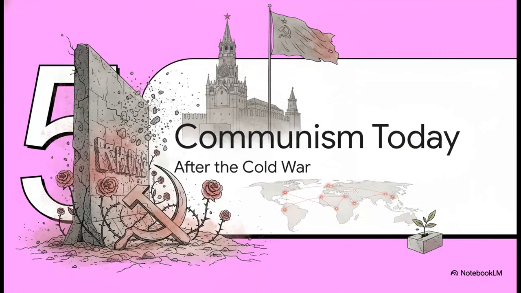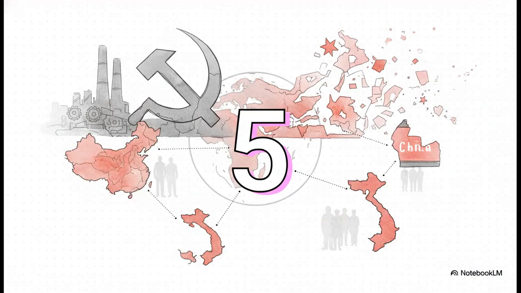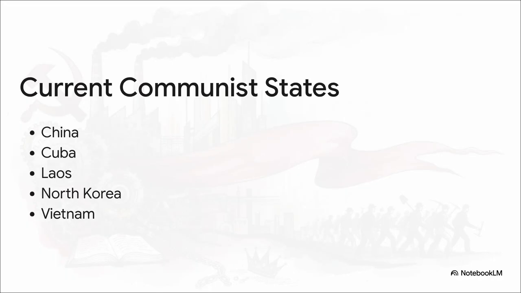After the fall of the Berlin Wall, it really seemed like this whole chapter of history was closing for good. But that brings us to today. Where does communism actually stand in the world right now? Well, the answer is 5. Today, just 5 states are officially governed by a ruling communist party. That is a massive shift from the peak of the 20th century. And here they are, China, Cuba, Laos, North Korea, and Vietnam.